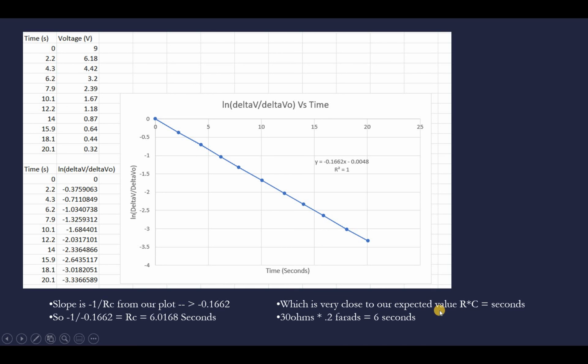And this is very close to our expected value of R times C equals seconds. So it's 30 ohms times 0.2 farads, which is equal to 6 seconds.